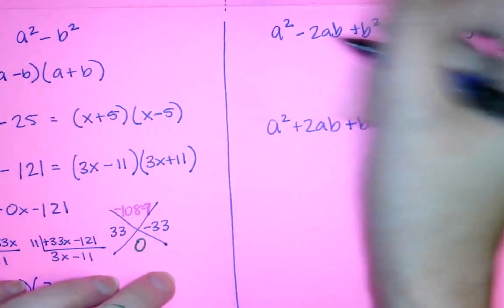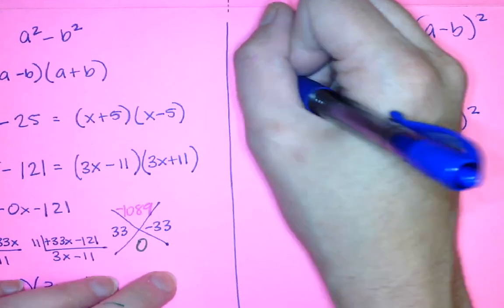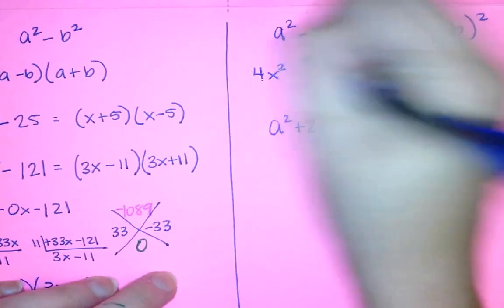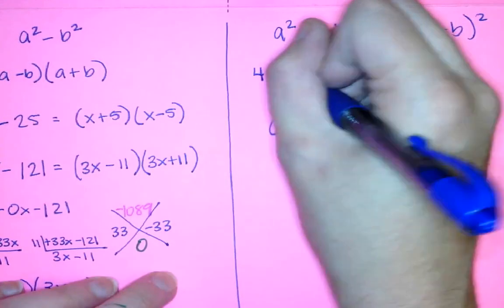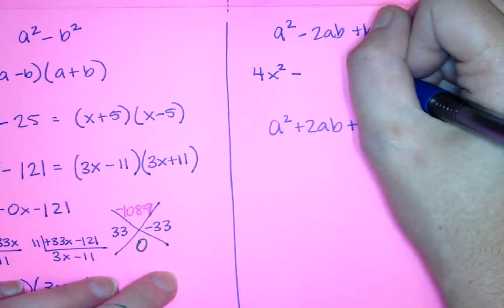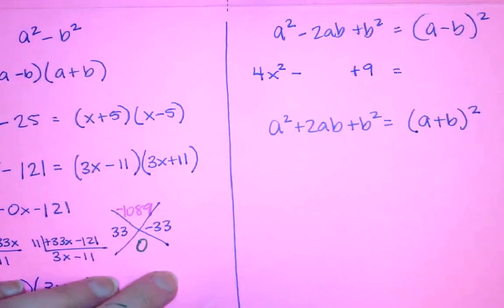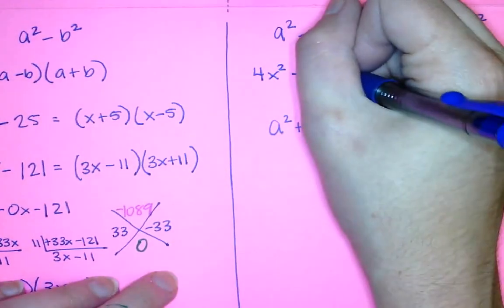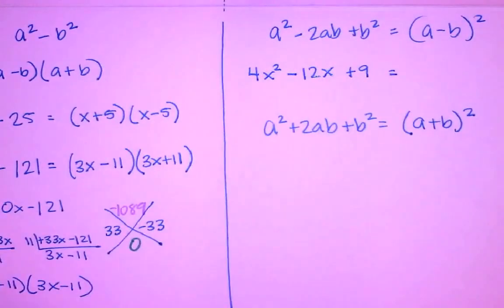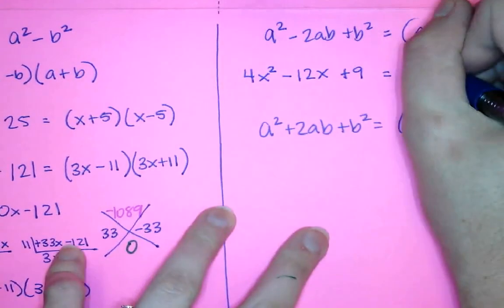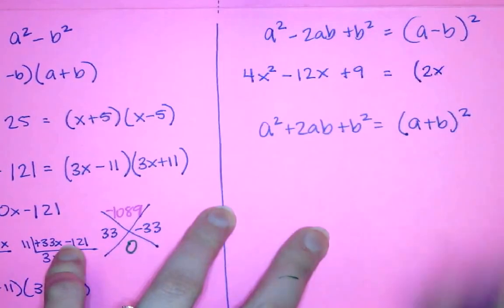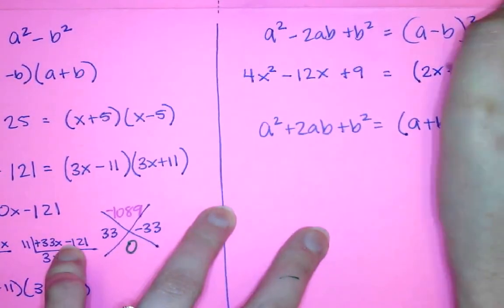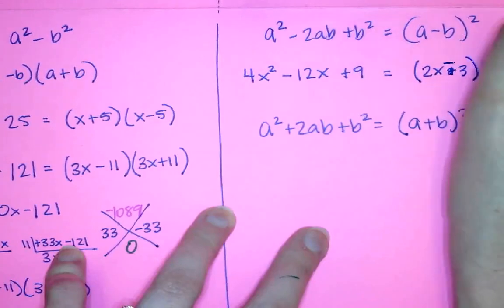So if we have 4x squared, and then let's do plus 9. So that's what, 2 times 3, 6. So it's going to be minus 12x. Is that right? So if we have 4x squared minus 12x plus 9, that would factor into 2x plus, oh, no, not plus 3. What would it be? 2x minus 3 squared. Because of that minus 12x.